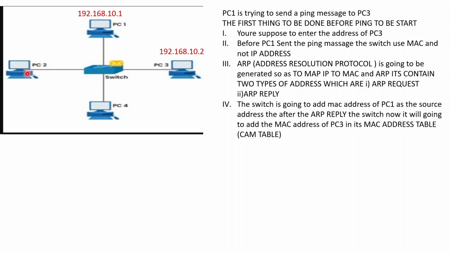So maybe let's say this PC we give the address 192.168.10.3, and this one here we give the address 192.168.10.4.